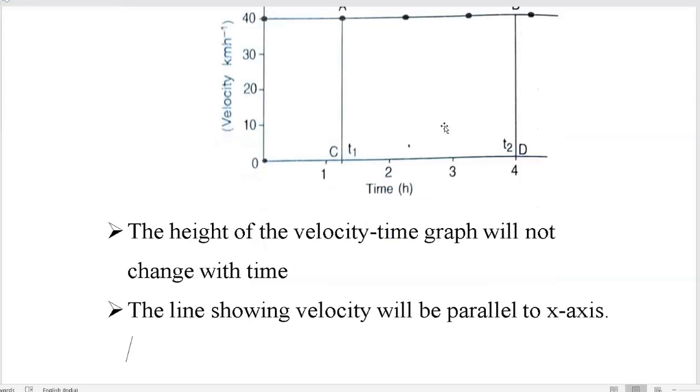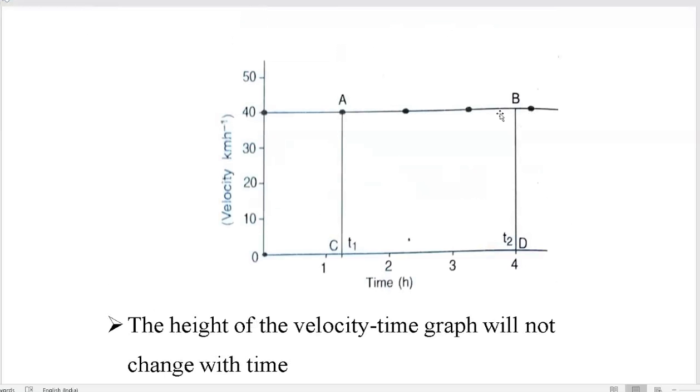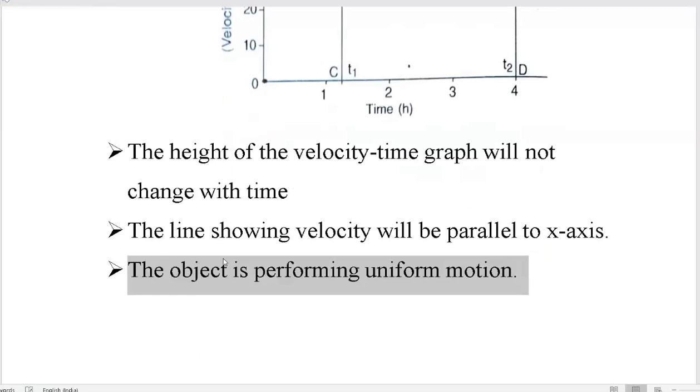Now, the line showing this velocity will be parallel to the x-axis. So, this line is parallel to the x-axis. From this, we can say that the object is performing uniform motion.